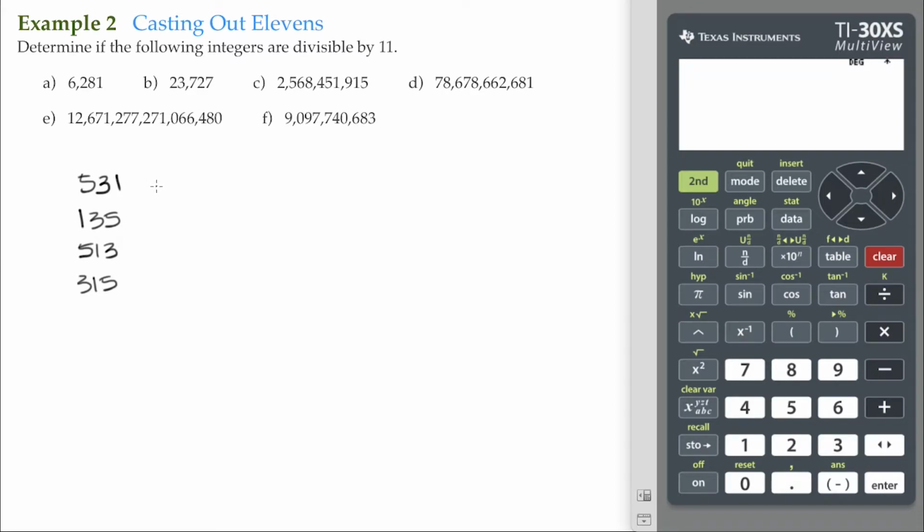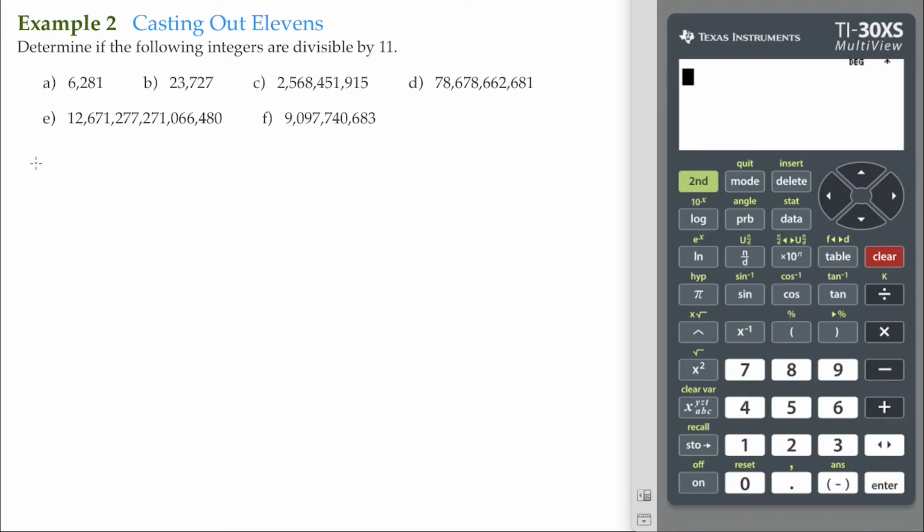But for casting out 11s, it is the alternating sum of its digits starting on the right that we have to determine. Alternating means that the operation alternates between addition and subtraction. Therefore, the position of the digits of an integer when casting out 11s is critical.